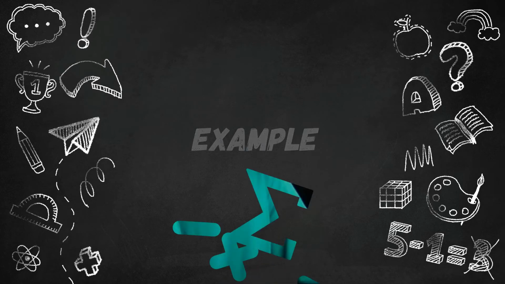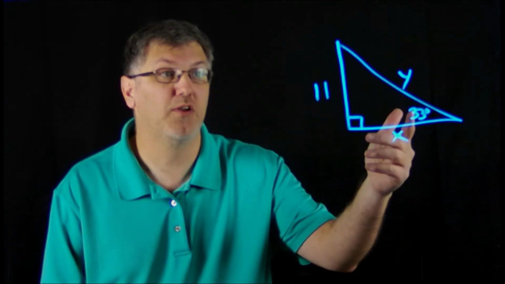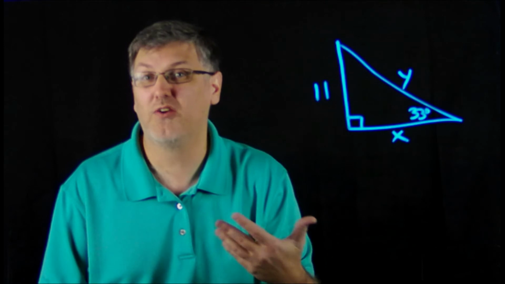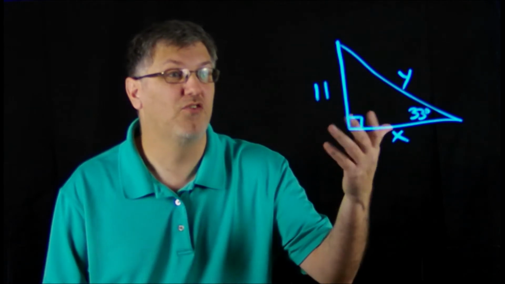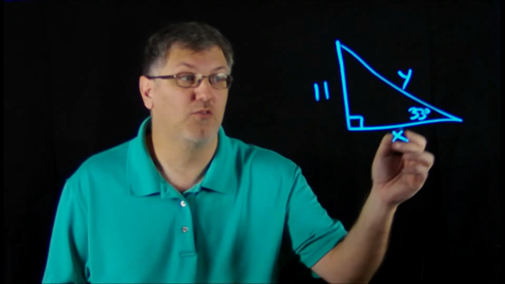So I have a pretty normal type of trig problem here. I just have a right triangle. I have one angle in there, which is 33 degrees. I could find the other angle, but I don't really need to. I'm going to ask you to solve for x and y. I'm only going to give you one side and one angle of the triangle. So really what I'm going to do is base everything off of this 33 degrees.